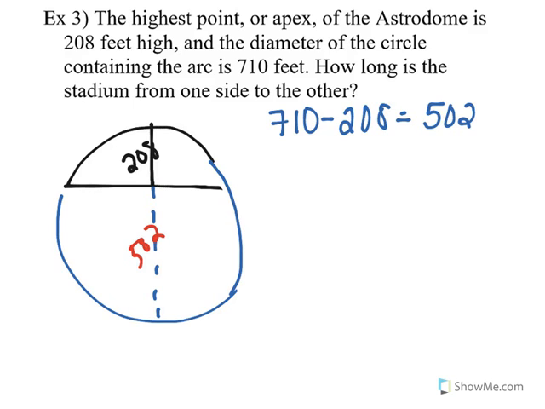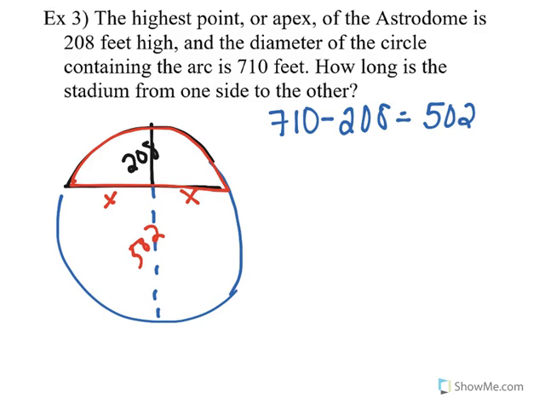Okay. It then says how long is the stadium from one side to another. Well, the 208, the apex, is directly in the middle, so what we're really finding is each of those pieces, x and x, and we're going to add them together to get the full length from one side of the stadium to another. Remember, the part that is in red that I'm highlighting is the stadium. The rest is the circle that we would draw to create the part of the stadium.